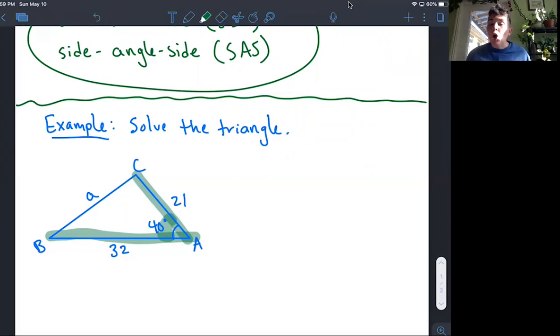This is going to be law of cosines, right? So that's the difference there between these guys. So the first thing I'm going to do is write down the stuff that we know. I know side B is 21. I know side little c is 32. And I know the measure of angle A is 40 degrees.